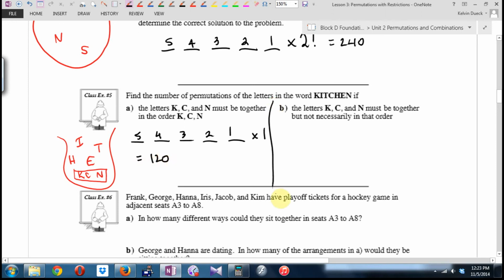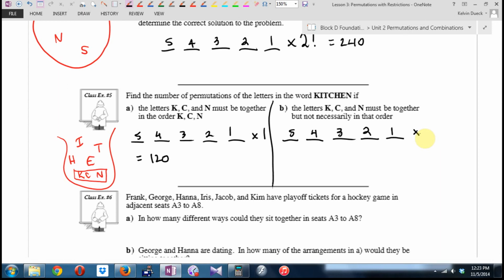B, almost the same question, except what's the change? Okay, so still 1, 2, 3, 4, 5 Scrabble tiles. Still 5, 4, 3, 2, 1. And I'm allowed to mix up the special Scrabble tile. How many letters are on that Scrabble tile? How many ways can I mix up 3 objects as a shortcut?